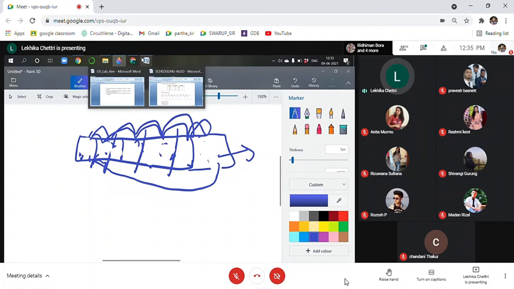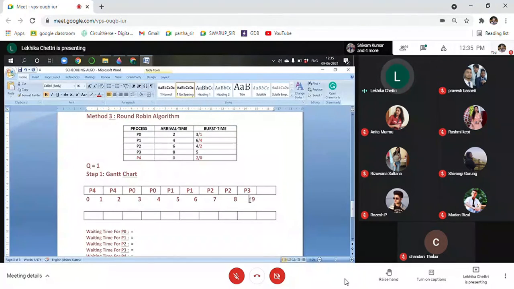Let's see how. P3 is already there, so now we don't need to check whether any other process has entered, because our RAM could only take 5 processes. It already has 5 processes. The memory is exhausted, so we just need to let the processes finish their tasks.